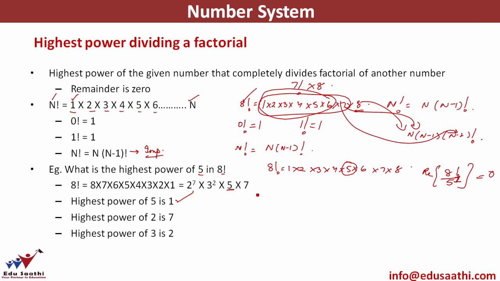If I look at the highest power of 2, I will look at this 2. This is again 2 square. This is again 2 cube. This also has a 2. So I'll combine all the 2s that I have. I'll combine all the 3s that I have, and I'll write it in the prime factorization form. So the highest power of 2 dividing 8 factorial is 7. The highest power of 3 dividing 8 factorial is 2. The highest power of 7 is 1. The highest power of 5 is again 1. This is how we solve the question related to the highest power dividing a given factorial.